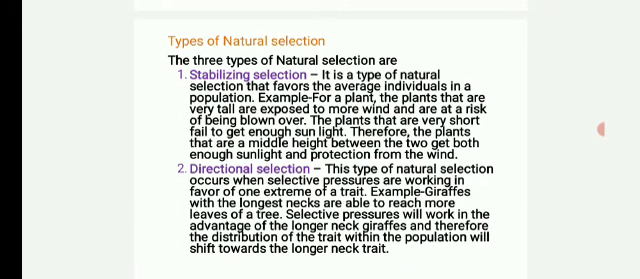Number two, directional selection. This type of natural selection occurs when selective pressures are working in favor of one extreme of a trait. Example, giraffes with the longest necks are able to reach more leaves of a tree. Selective pressures will work in the advantage of the longer-necked giraffes, and therefore the distribution of the trait within the population will shift towards the longer neck trait.